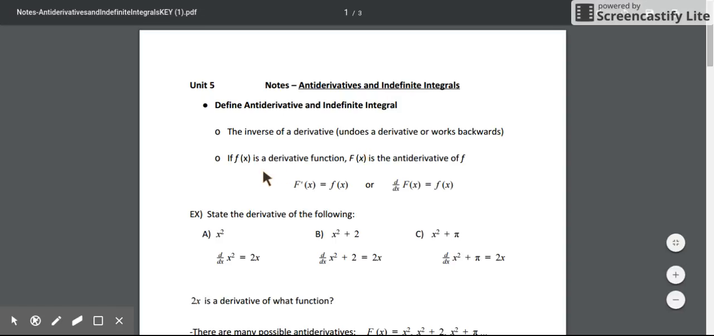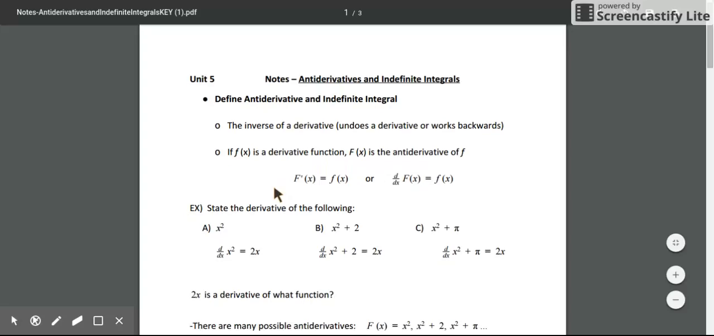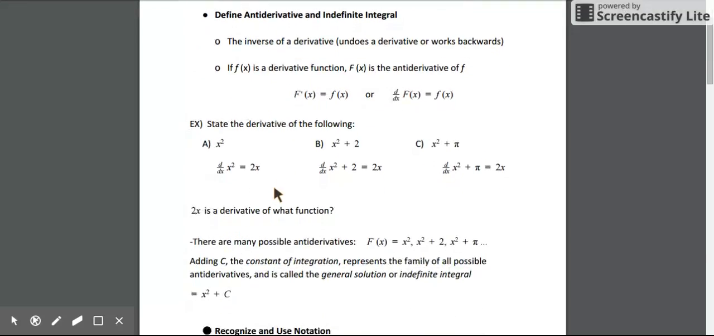So if I have a derivative function called f, lowercase f, the antiderivative notation is a capital F, and that symbolizes the antiderivative of that derivative function. So for example, if I take the derivative of an antiderivative, they undo each other. I'm left with my original function. We could do it in this notation, or we can do it in this notation. Either way, an antiderivative is the inverse of a derivative. They undo each other.